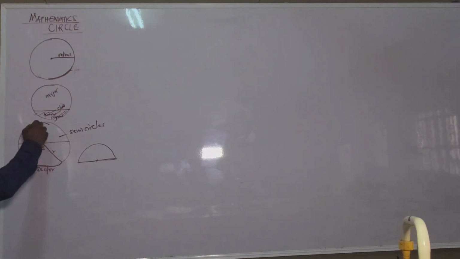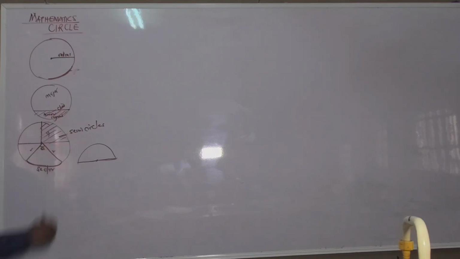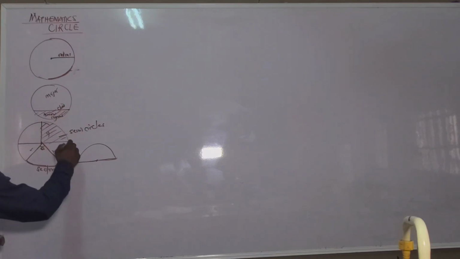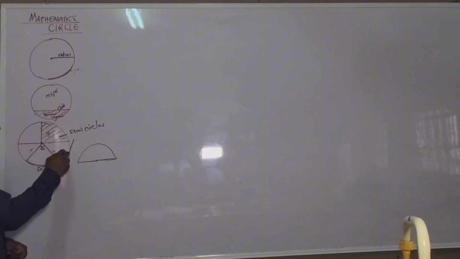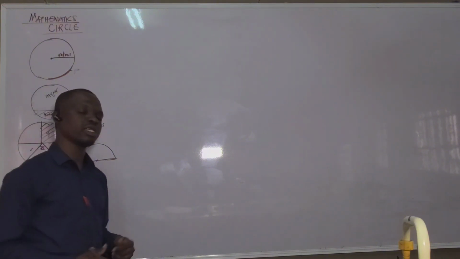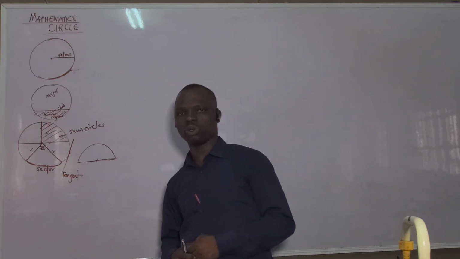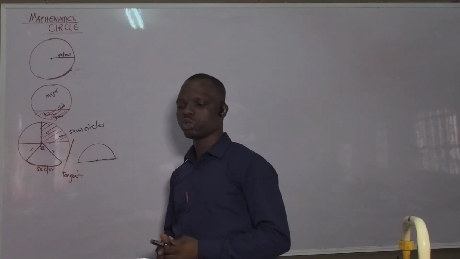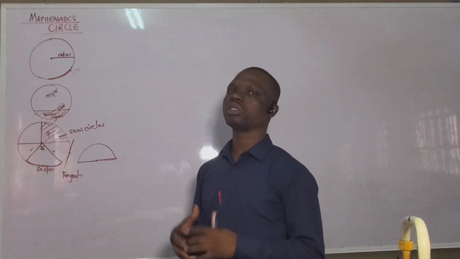And we also have what we call the quadrants, though we are not going to deal with all these for now. Then there's another thing you need to also note, which is a line that touches the circle at a singular point. And this line, we call it the tangent. So with this understanding, we are going to use some of these properties to solve questions when we get to the chord theorem.